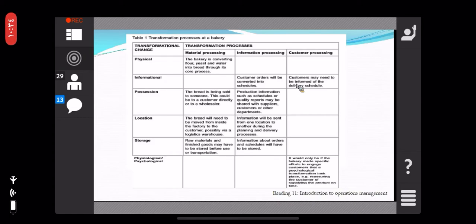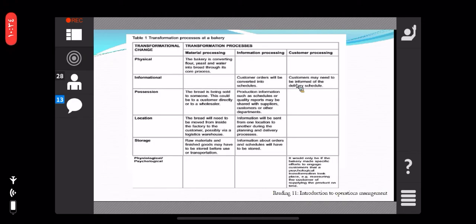Similarly, location after possession. In location, we have material processing. The bread will need to be moved from inside the factory to the customers, possibly via a logistic warehouse. Location: transformation process from one form to another form. The second one is information processing. Information will be sent from one location to another during the planning and delivery process.